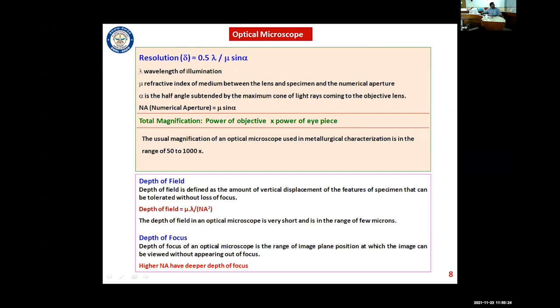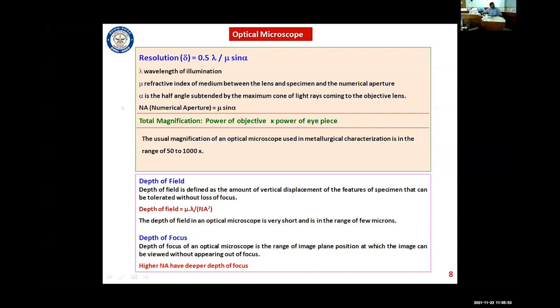In the optical microscope, the resolution delta is given by 0.5 lambda by mu sin alpha, where lambda is the wavelength of the illumination, mu is the refractive index, and alpha is half of the cone angle. This mu sin alpha is also called the numerical aperture. Especially in the objective lenses, mu may be 1.5 to 1.7. That is the refractive index of some of the lenses.